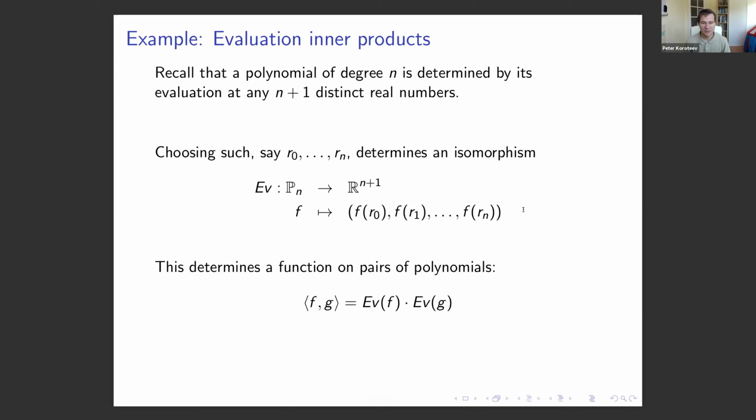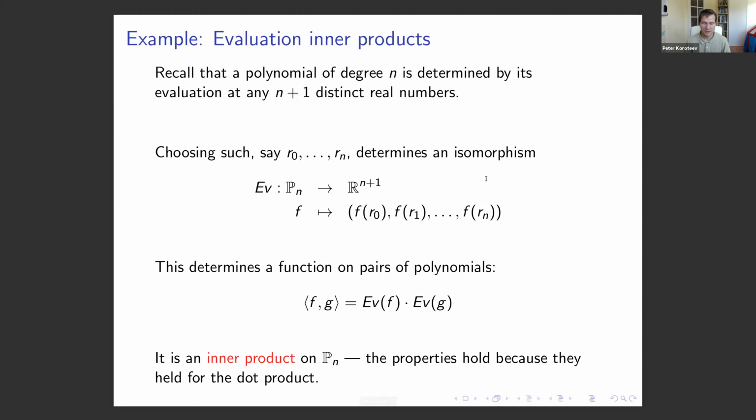This determines a function of pairs of polynomials. If you have two polynomials, f and g, you can calculate the inner product by declaring that it's the dot product of the evaluations of those polynomials at this tuple of points. It is an inner product because we can explicitly check its properties, since they also hold for the dot product.